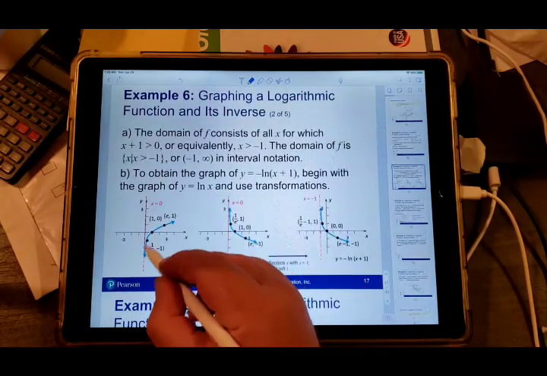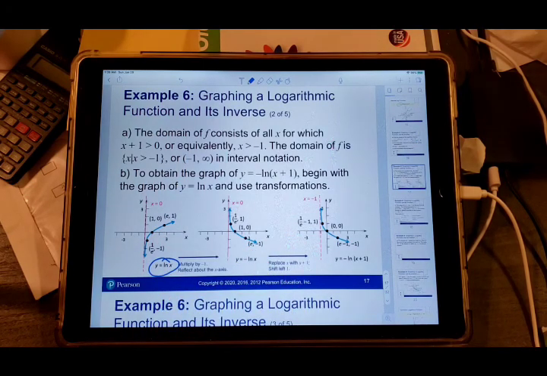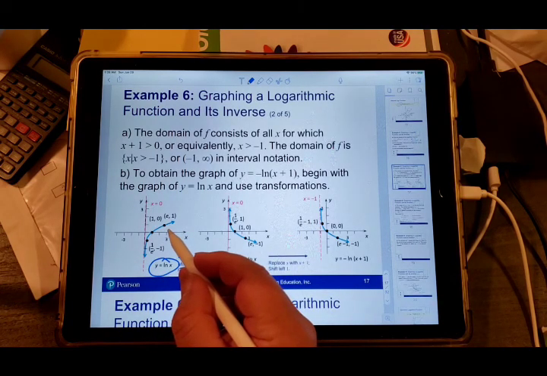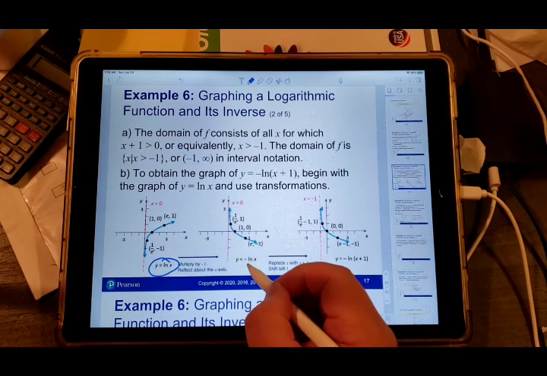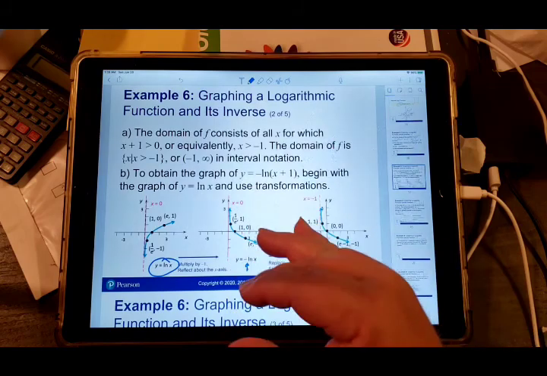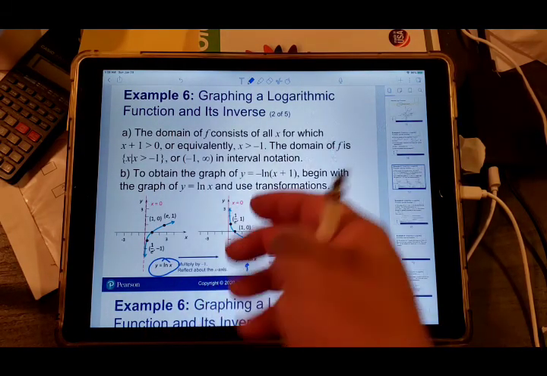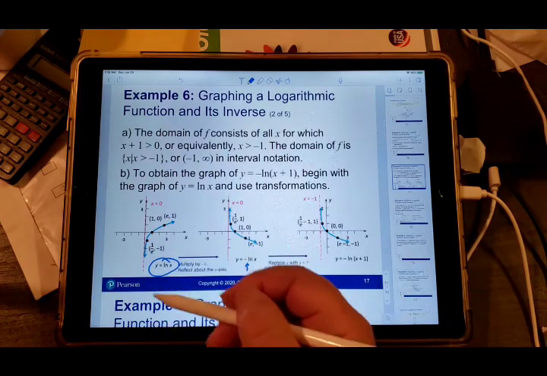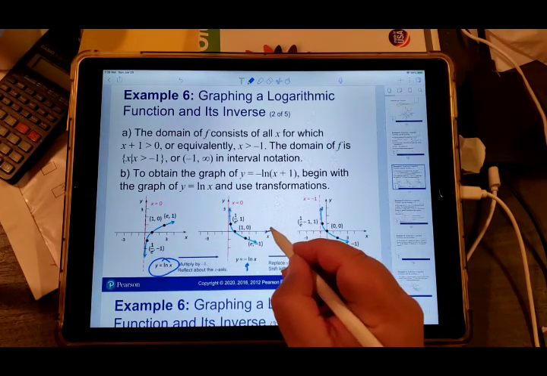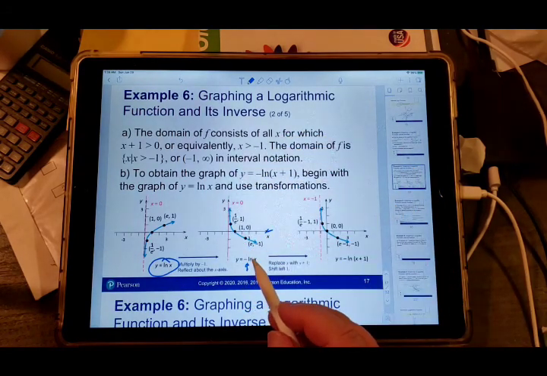So here's the graph to start even earlier, y equals ln x, y equals log base e of x. This is a graph you should know. What happens if we insert the minus sign? It reflects the graph in the x-axis, so it's like flipping it like a pancake through the x-axis.